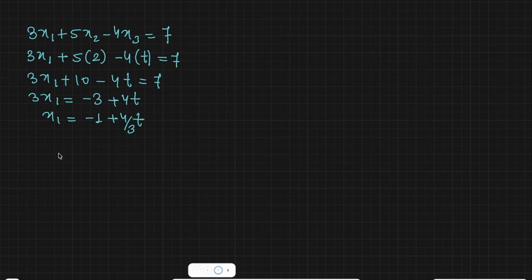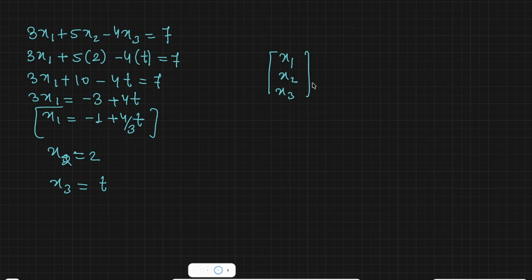Now you have to write the parametric form. This is your x1, your x2 is equal to 2, your x3 is equal to t. Parametric form can be written simply, let's say, what will be your solution? Your solution is nothing but, I will write down a parametric form, that will be your x1 x2 x3. So what is your x1? x1 is minus 1 plus 4 by 3 into t. What is your x2? That is 2. What is your x3? That is t.